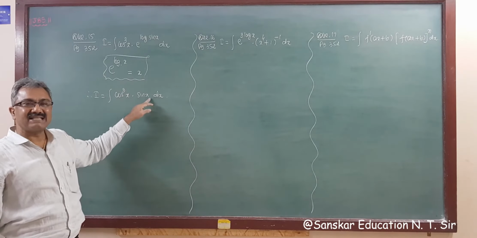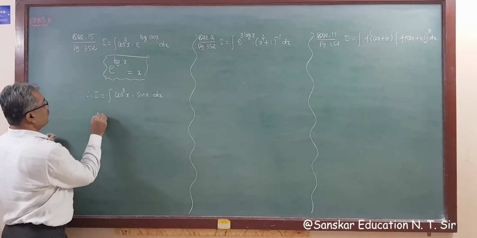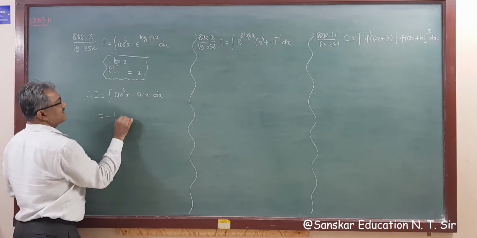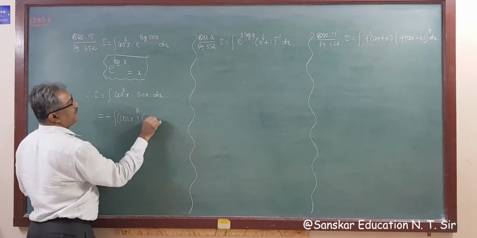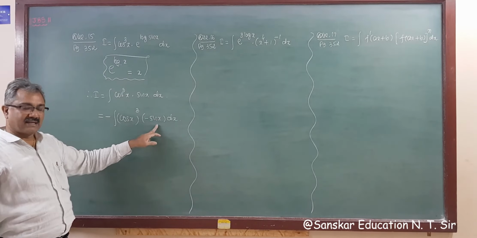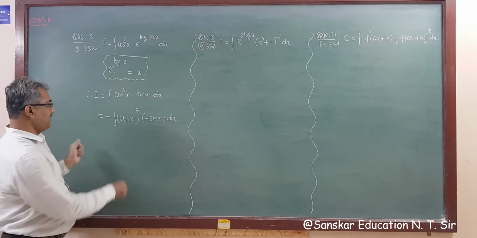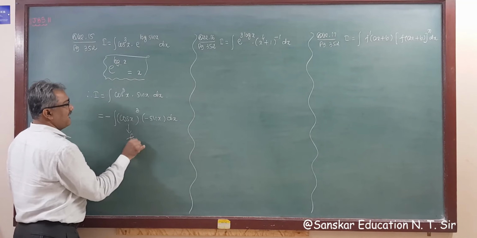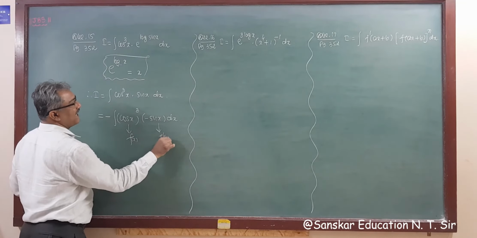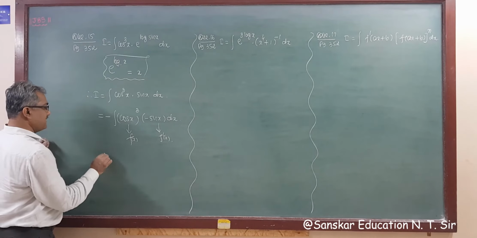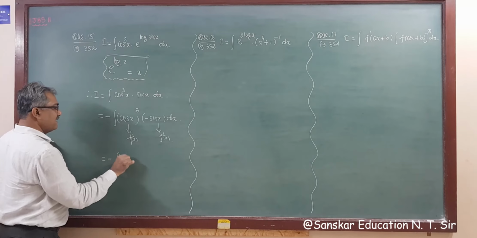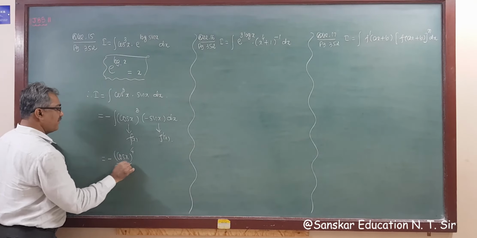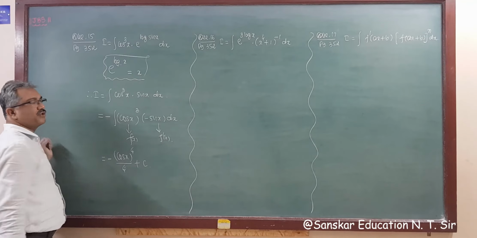Derivative of cos x is minus sin x, so we need minus here. So divide and multiply by minus. This is cos x whole cube, right? And this is minus sin x dx. So this is f x, this is f dash x. Either you can assume cos x is equal to t. So the answer of this is minus f x raised to n plus 1, so cos x raised to 4 whole upon 4 plus c. This is your answer.